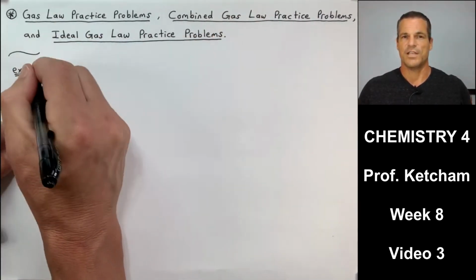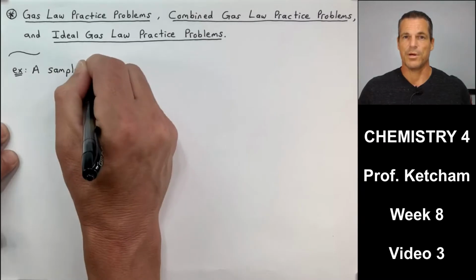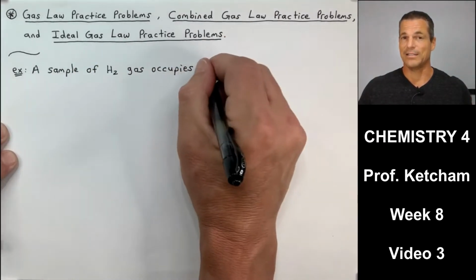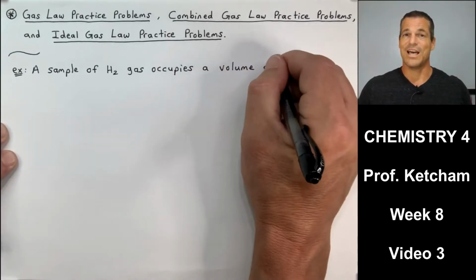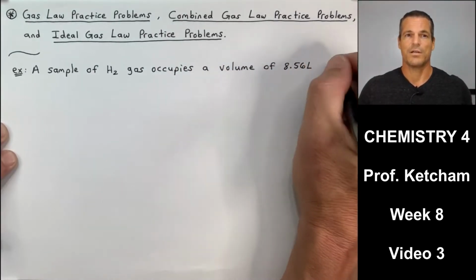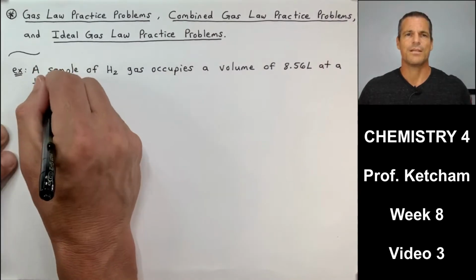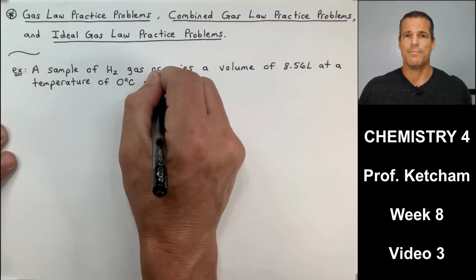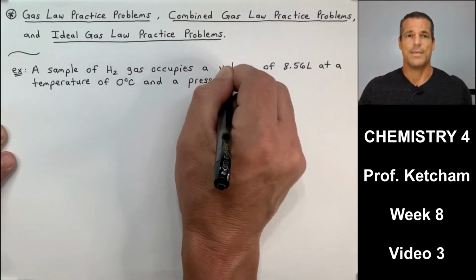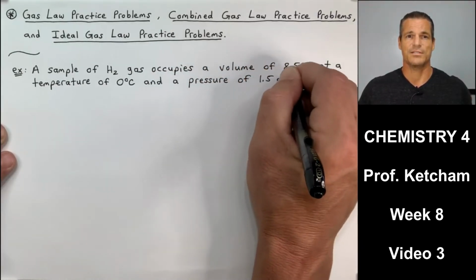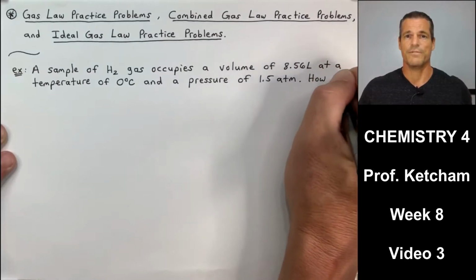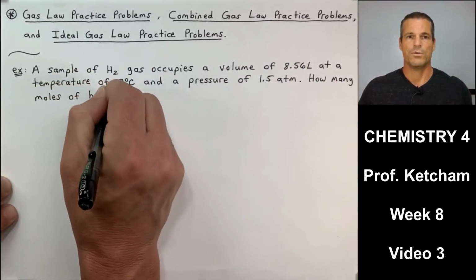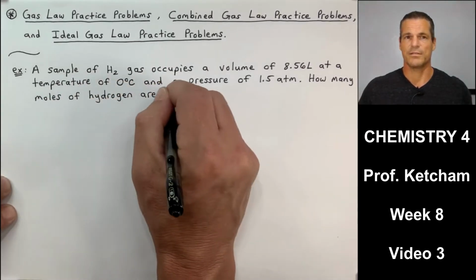So here's your first example, and we'll have to read the problem to decipher: is this a gas law problem? Is this a combined gas law problem? Or is this an ideal gas law problem? A sample of H2 gas occupies a volume of 8.56 liters at a temperature of 0 degrees Celsius and a pressure of 1.5 atm. How many moles of hydrogen are present?